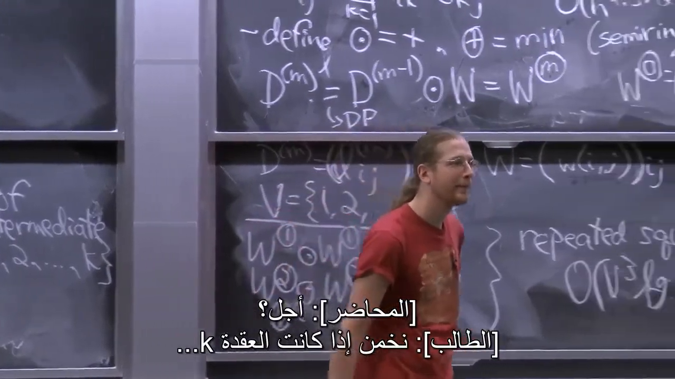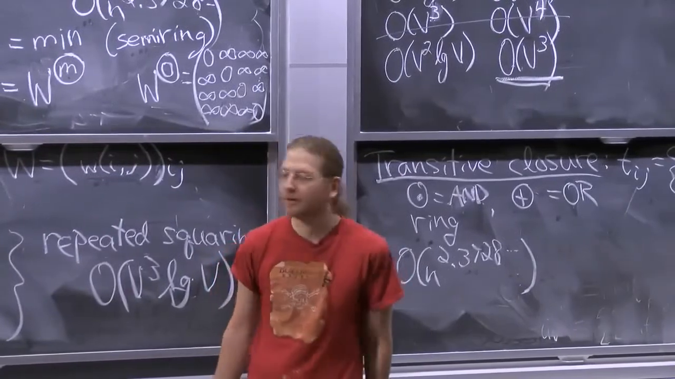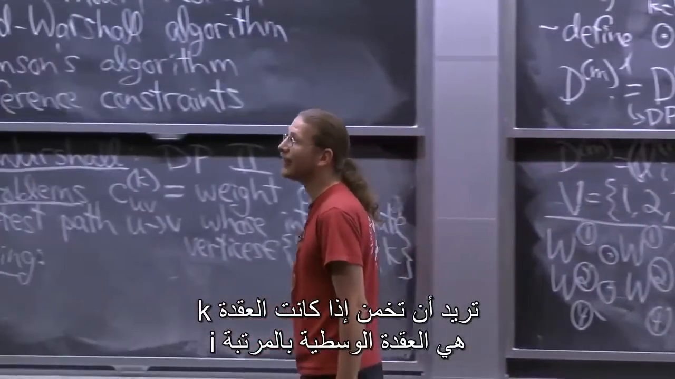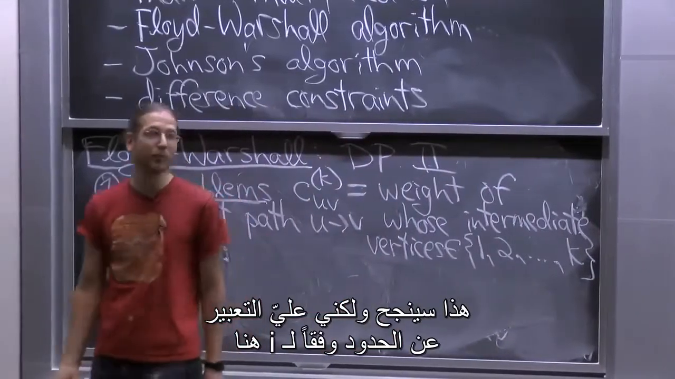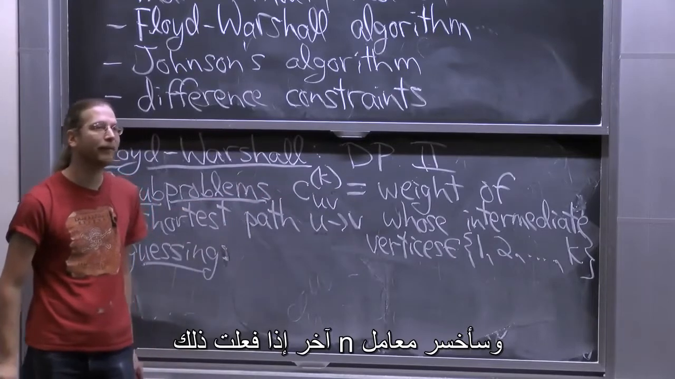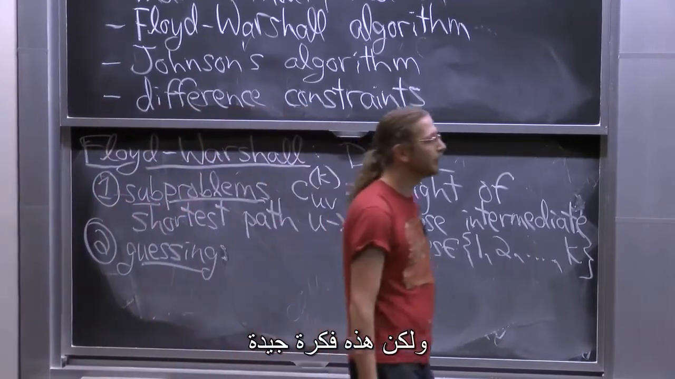Guess that vertex k is the ith vertex. You want to guess vertex k is the ith intermediate vertex. That would work, but I would need to parameterize by i here, and I'd lose another factor of n if I do that. So I'd like to avoid that. That is a good idea.